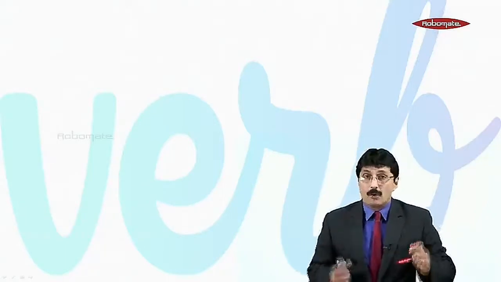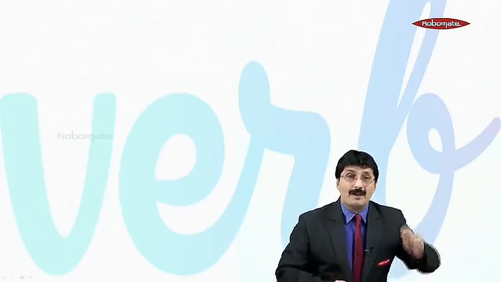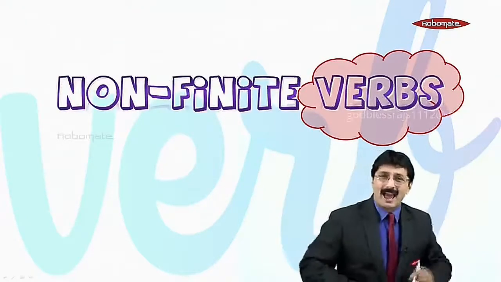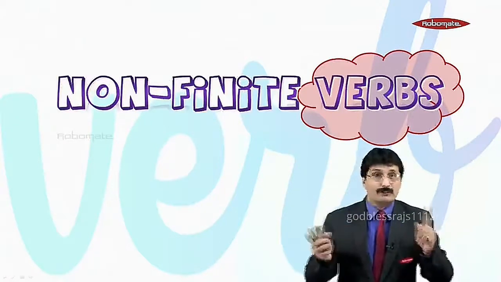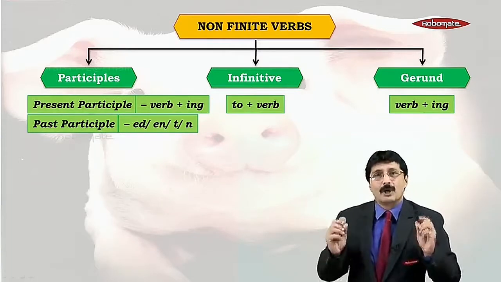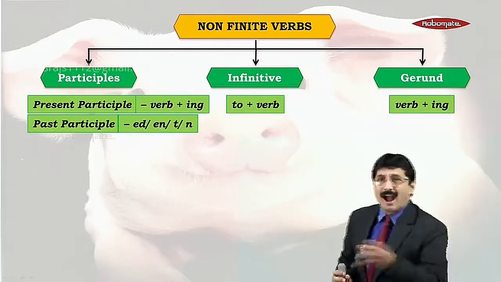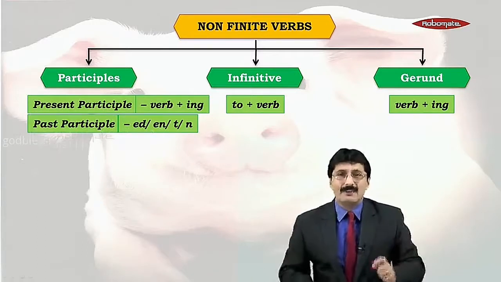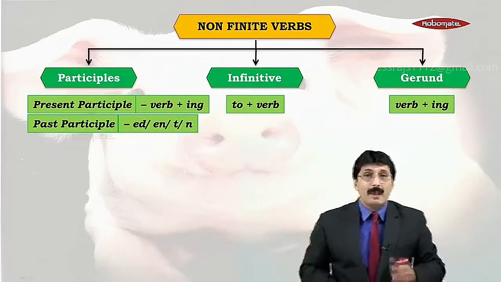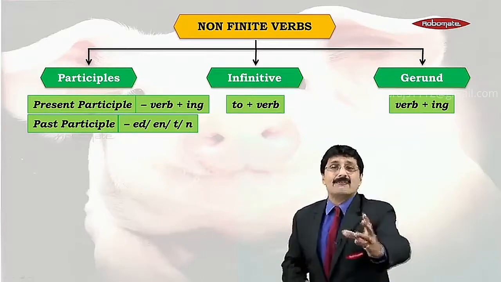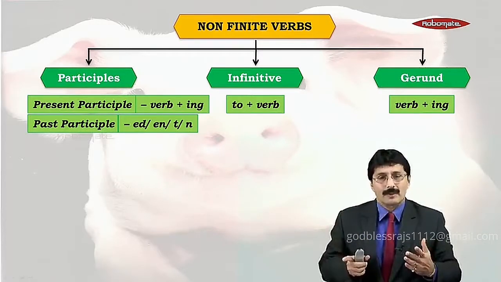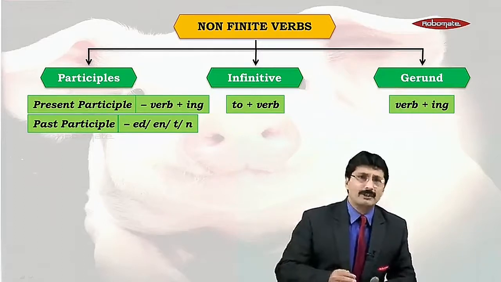In module 2, we saw PIG, participles, infinitives and gerunds in non-finite verbs, and now in module number 3, we are going to find out the difference between present participles and gerunds. Let's start with all these three: PIG, participles, infinitive, gerund. We should be able to identify them because that is the question: identify the non-finite verb and state its kind, or rewrite using a gerund or rewrite using an infinitive.